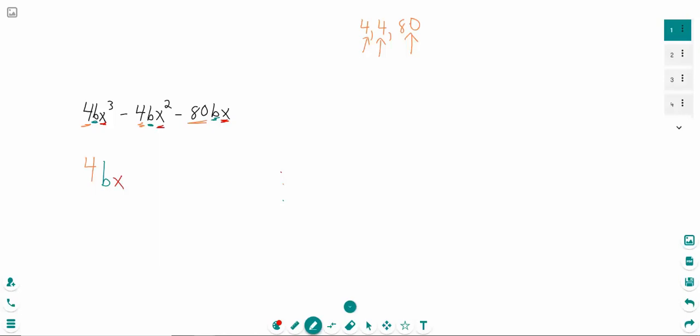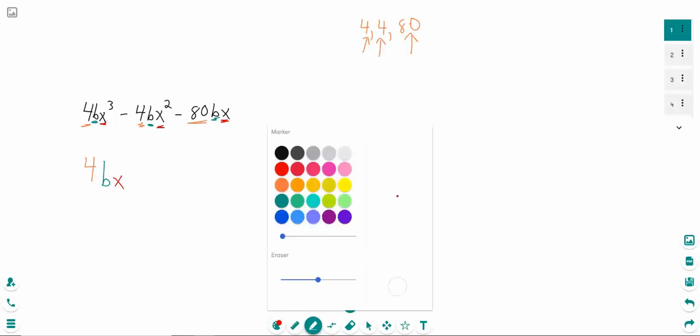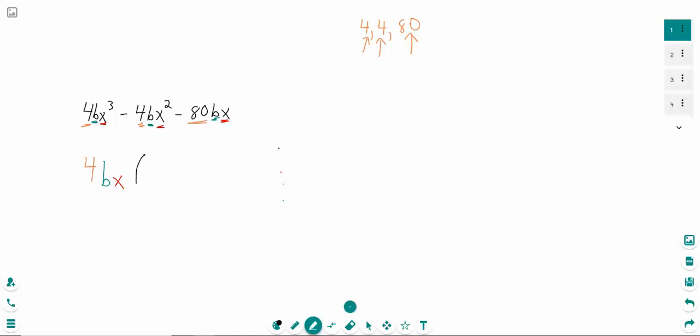So we have 4bx. Those are the common factors for these three terms. So now we can go ahead and actually do the factoring part. So we'll set up our parentheses here to hold everything else. And we're going to take this 4bx squared and we need to divide out this factor 4bx.